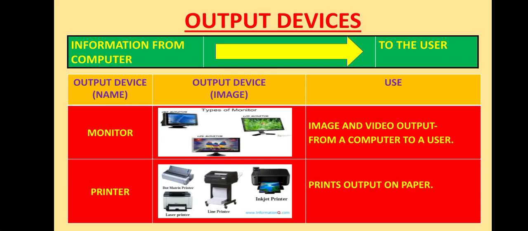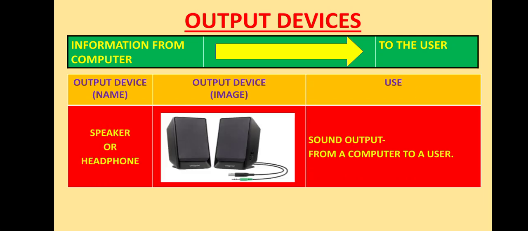Printer. Printer is the output device which prints the output on paper. There are different types of printers like dot matrix printer, laser printer, inkjet printer, etc. Speaker or headphone. This is a sound output device. It is used to hear sound output from a computer.